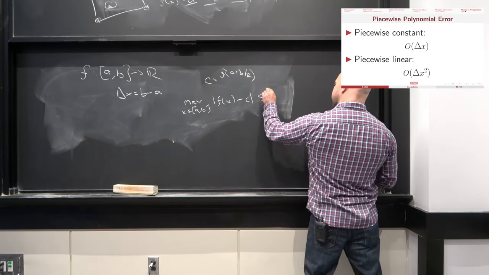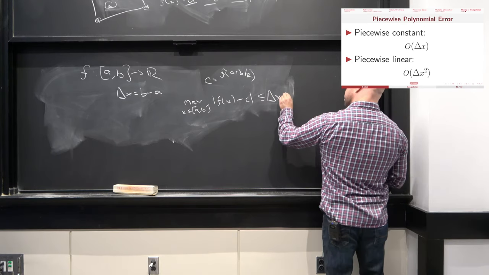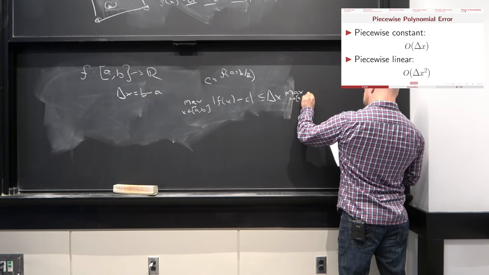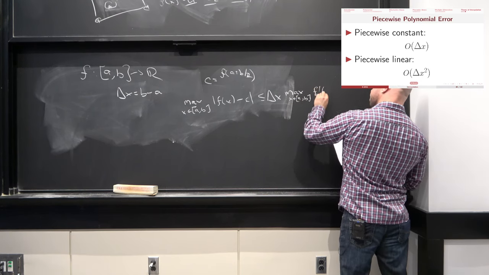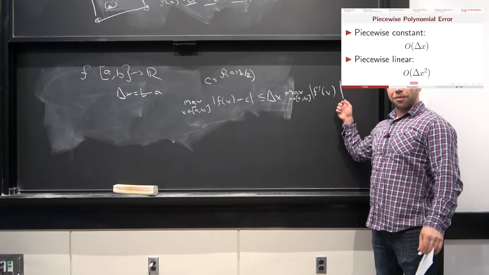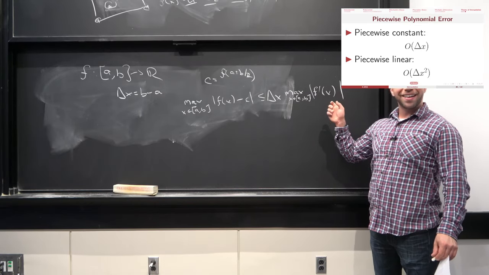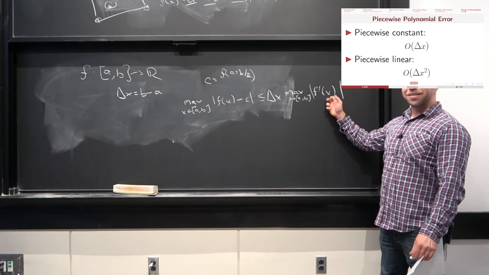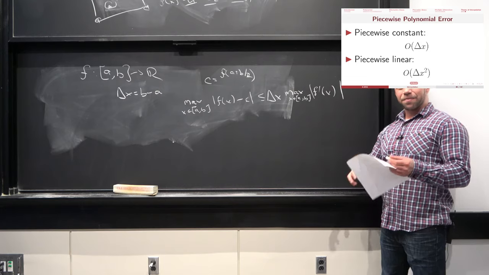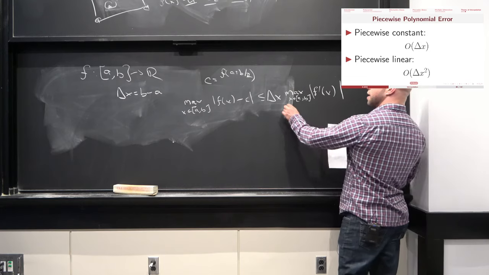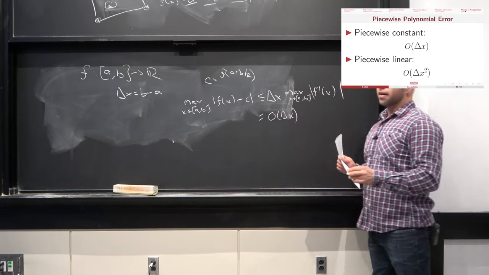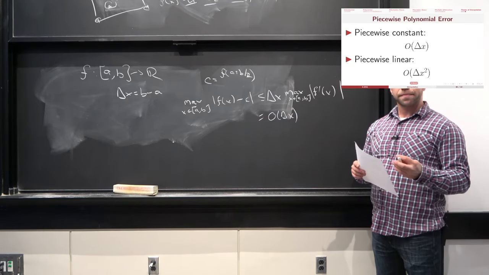So in particular, this thing is less than or equal to delta x times the max over x in this interval of f prime. I think even if you forgot the mean value theorem, this is a pretty intuitive statement: if I take the max rate of change and multiply it by the width of my interval, that's the error. So notice that, assuming I'm in C infinity, this is really just big O of delta x, which is what we claimed on the screen here.